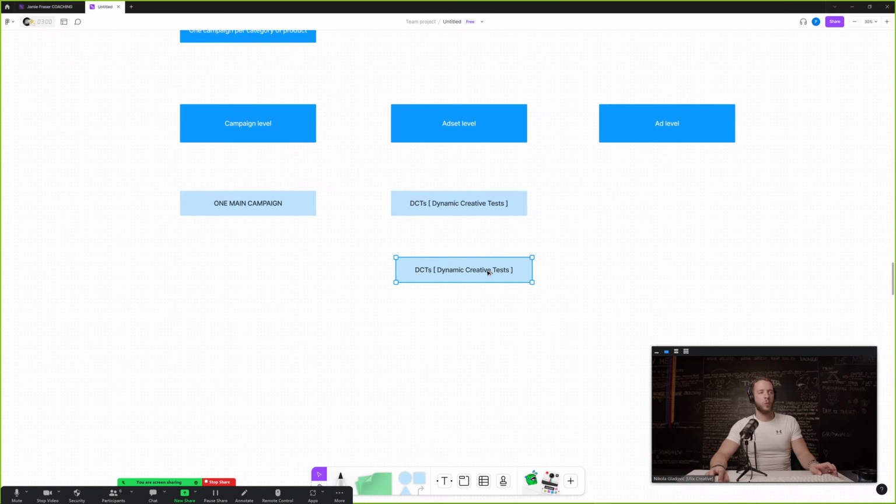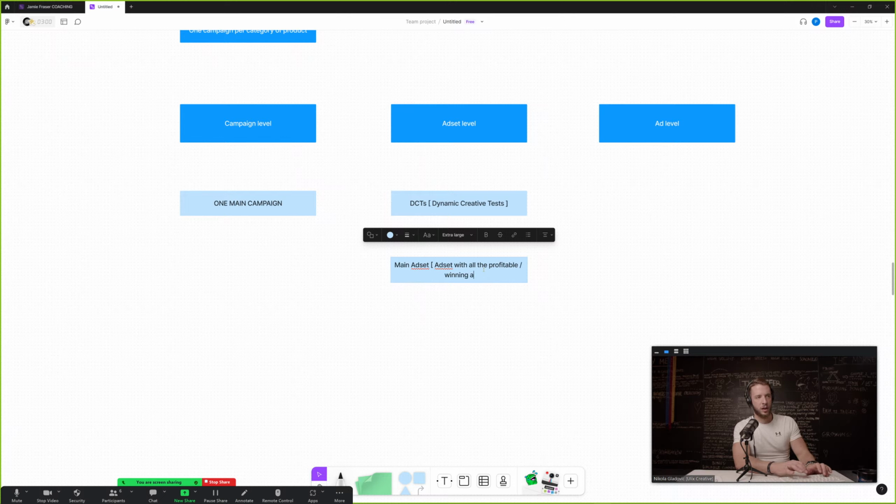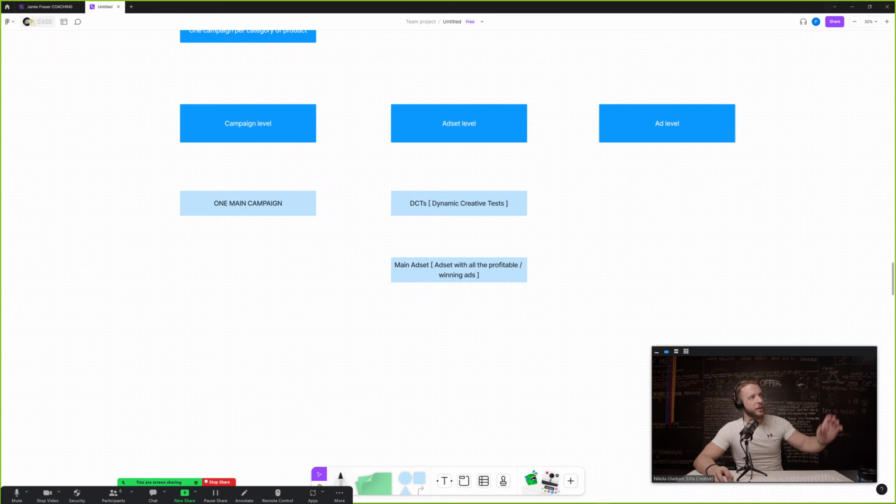And we have one main ad set with all the profitable, winning ads. So one main ad set that has all the profitable winning ads.